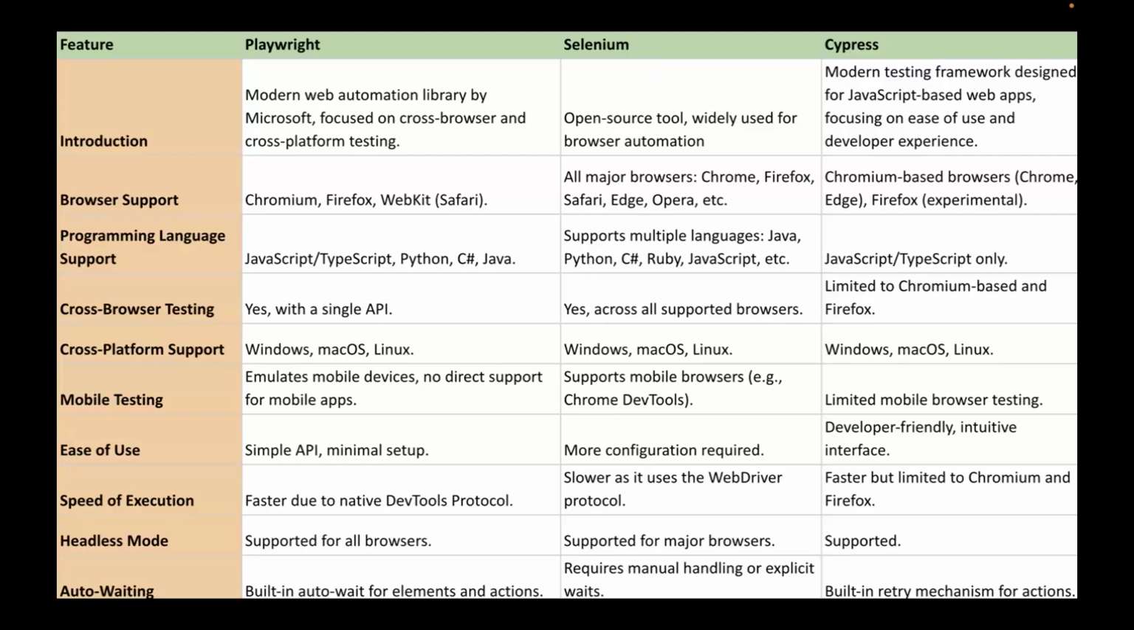Out of which Playwright has the biggest advantage over other automation tools. Cypress supports only two languages, and it does not have support for multiple tabs or multiple windows. So obviously a lot of cons are available with respect to Selenium and Cypress, but whatever cons are applicable for Selenium and Cypress become the pros for your Playwright tool, guys.